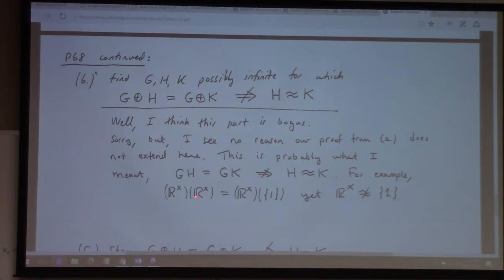No. For example, non-zero reals times non-zero reals is in fact equal to non-zero reals times the identity subgroup, right? These are definitely equal as products because they're both equal to R cross, and yet this is not isomorphic to that. So if you drop the independence of the spaces that you're taking the product of, it's much easier to find counterexamples to canceling. That's not especially surprising.